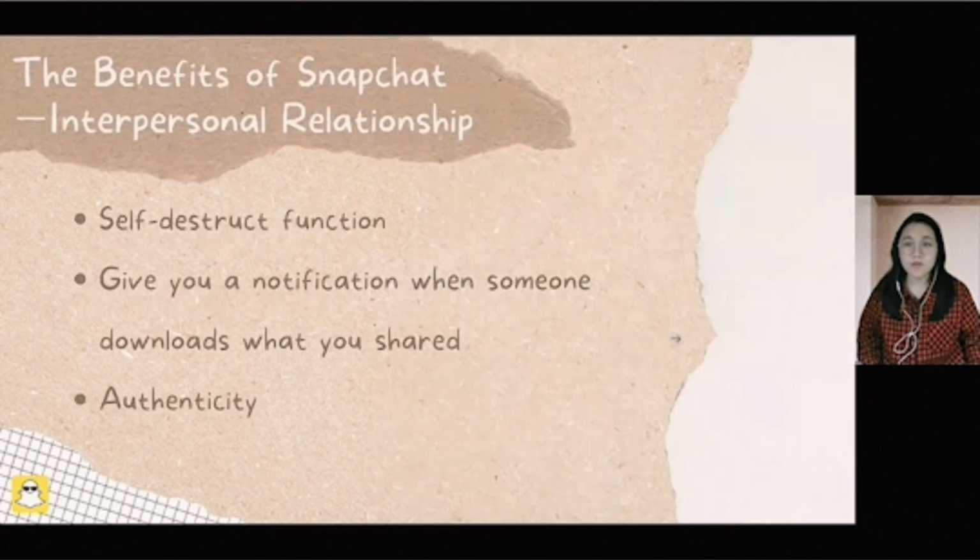From the point of view of interpersonal relationship, the first benefit is the self-destruct function, which means pictures you shared will disappear in 10 seconds unless you personally save them on your device. This reduces the cognitive load of worrying about what others might think of your photos. Second, it gives you a notification when someone downloads what you shared. This function lets you know who owns your pictures. If pictures were spread but you don't want them to be circulated, you can find out who did it.